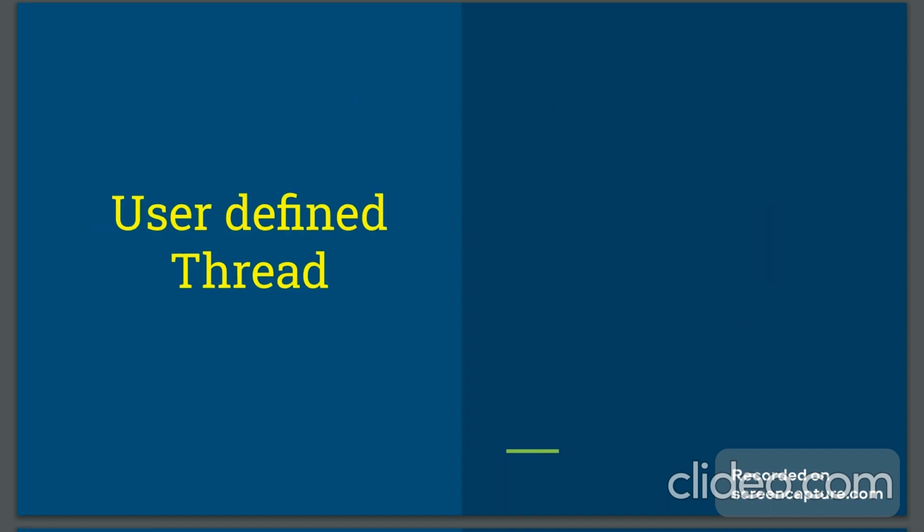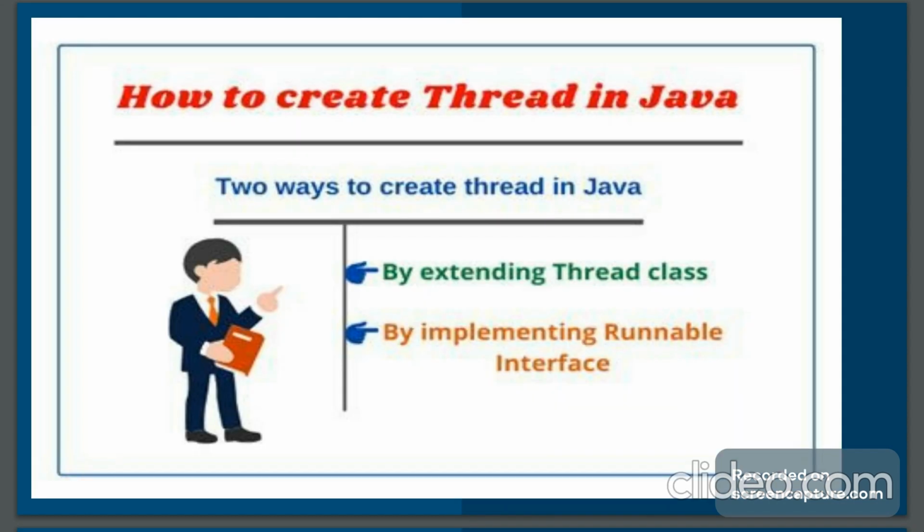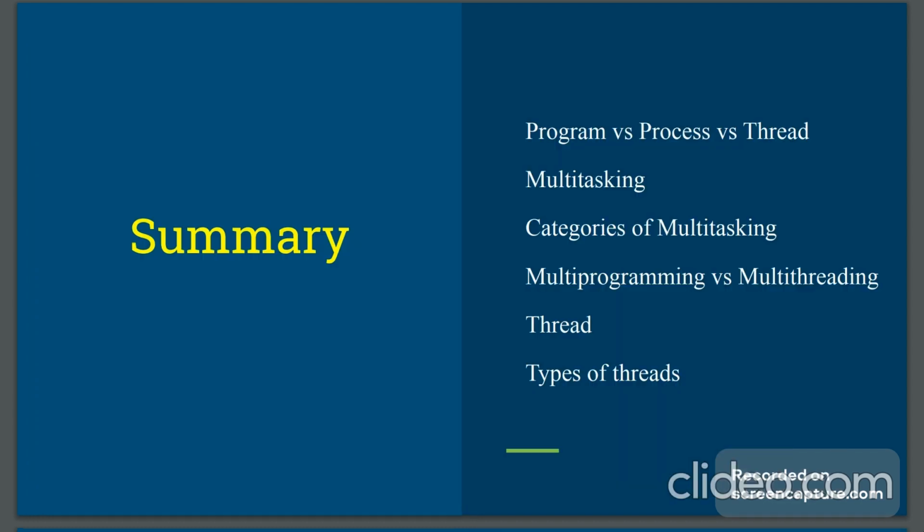Now, how to create a user defined thread? There are two ways of creating a user defined thread: by extending the Thread class, and second, by implementing the Runnable interface.